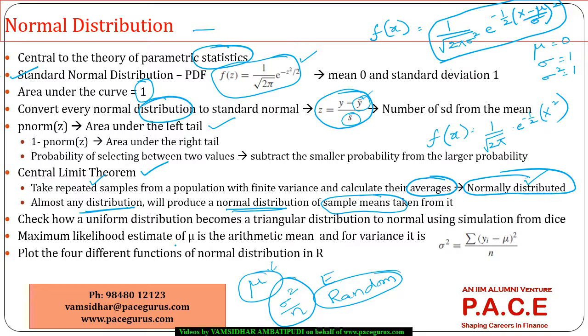Probably we'll do an exercise to check how a uniform distribution becomes a triangular distribution and then a normal distribution. We'll take one example. But let's look at a quick aspect from the data, or probably first let's do this. Then we'll try to map our data to this normal distribution.